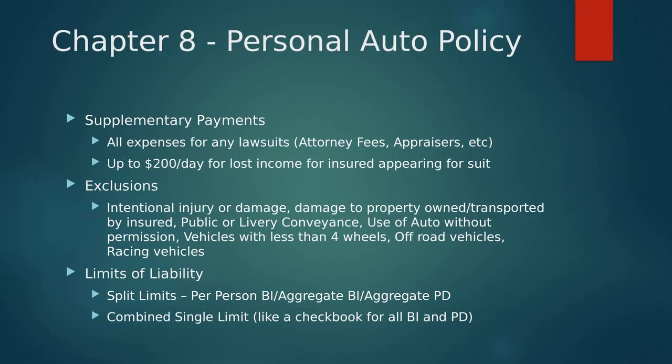Combined single limit, however, works a little bit differently. If we apply Ed's situation to a combined single limit where he had $85,000 of coverage, the driver would be able to be paid out the $15,000, so there would be $70,000 left in the virtual checkbook, if you will. The passenger would then be paid the $35,000, which means there's $35,000 left in the virtual checkbook, and then that $35,000 can be paid out with a zero balance for that event, for a total of $85,000 paid out under a combined single limit.